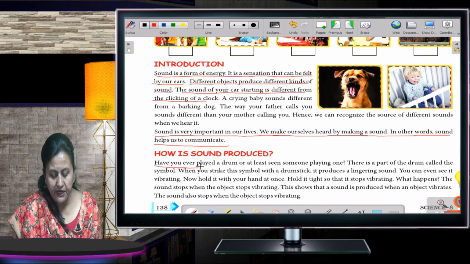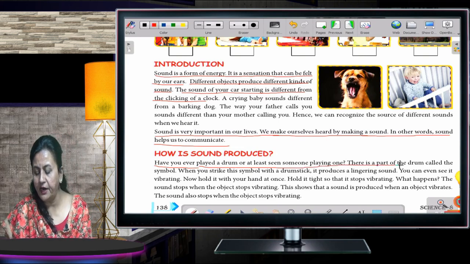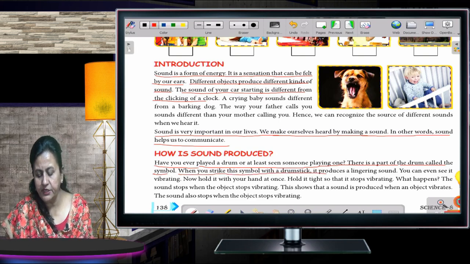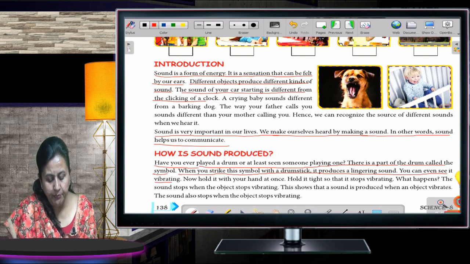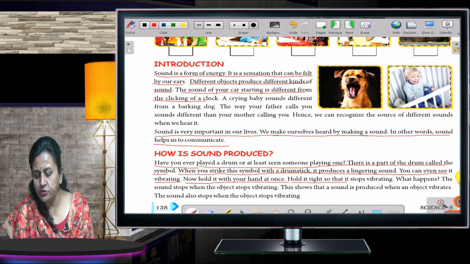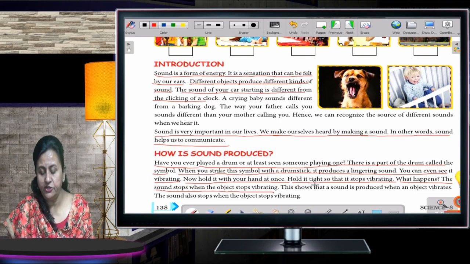Have you ever played a drum or at least seen someone playing it? There's a part of the drum called the cymbal. When you strike the cymbal with a drumstick, it produces a lingering sound. You can see it vibrating. Now hold it with your hands at once. Hold it tight so that it stops vibrating. What happens? The sound stops when the object stops vibrating.